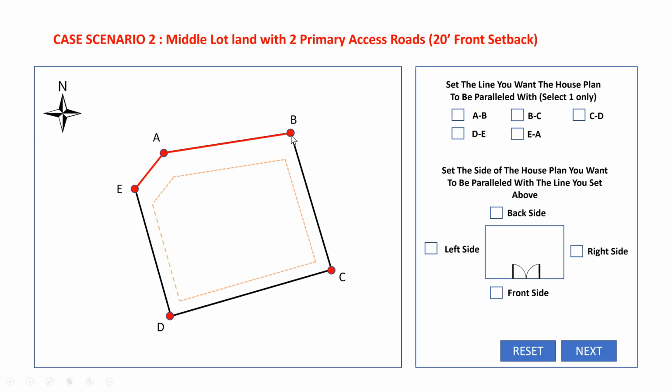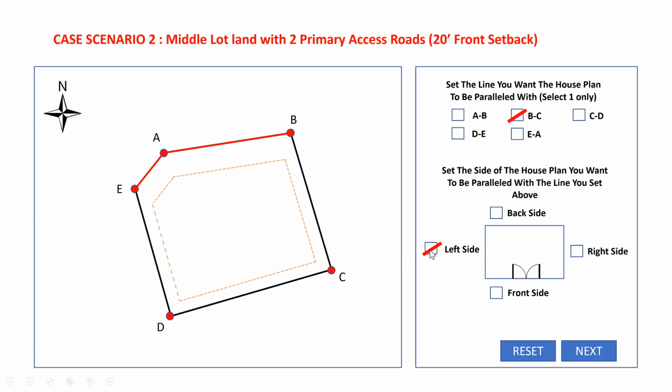Okay, so if I want the left side of the house to be parallel with BC, I'll click BC and the left side of the house. This is just a simple drawing of the house with front, back, left and right side. This one is just showing the entrance of the house.